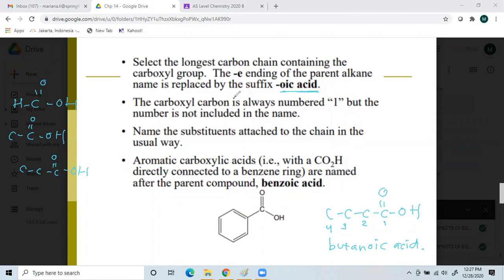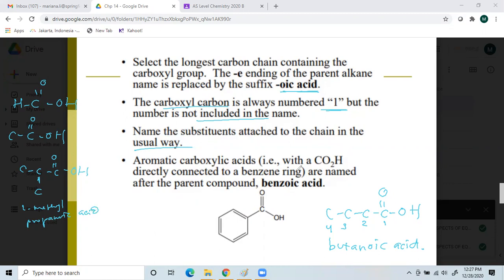Okay. The carboxyl carbon, which is COOH, is always number 1. So same like aldehyde. But the number is not included in the name. Then the substituents are attached to the chain in the usual way. So for example, we have one R group here. So the name will be 2-methylpropanoic acid. Name the substituent attached to the chain in the usual way.